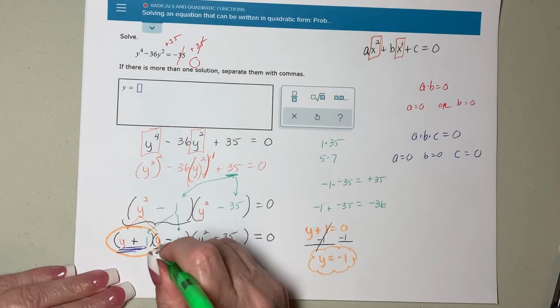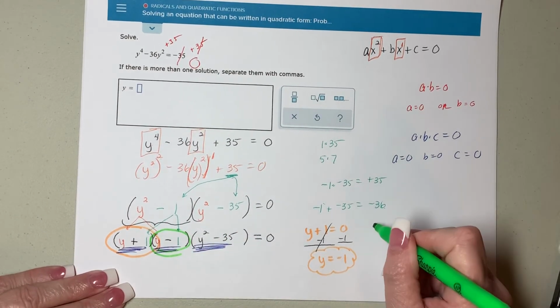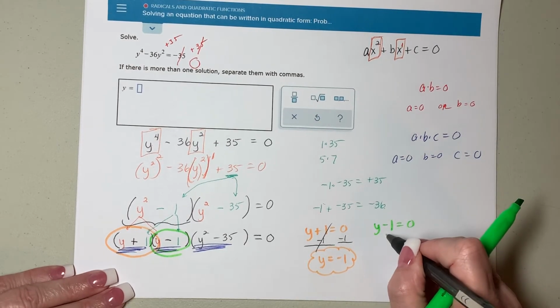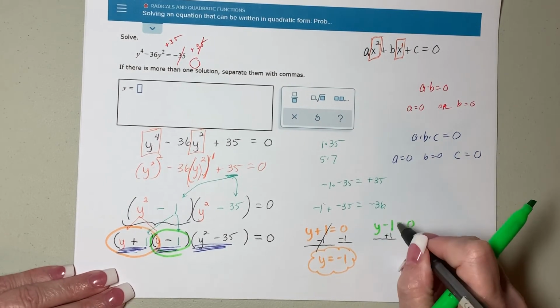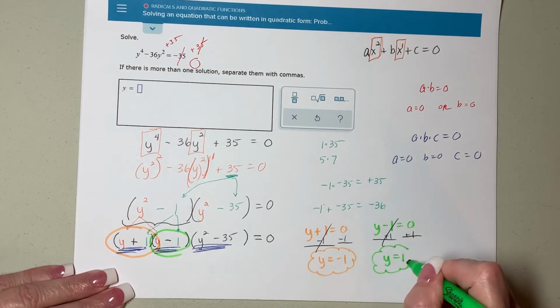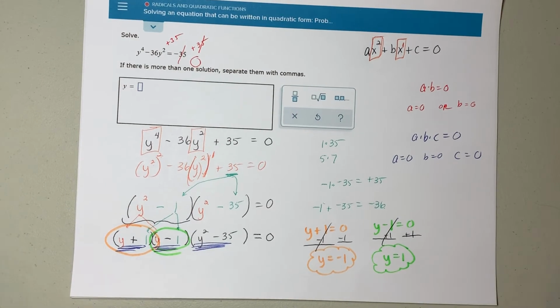Then I'm going to take the next factor, which is y minus 1. Set that equal to 0. I would have to add 1 on both sides to cancel that out. So I get y is equal to +1.